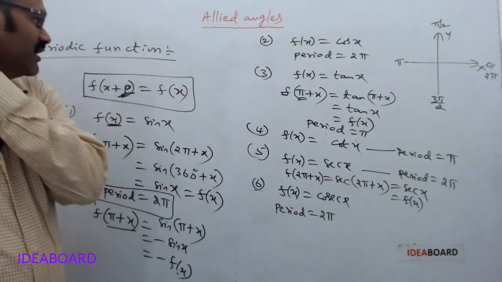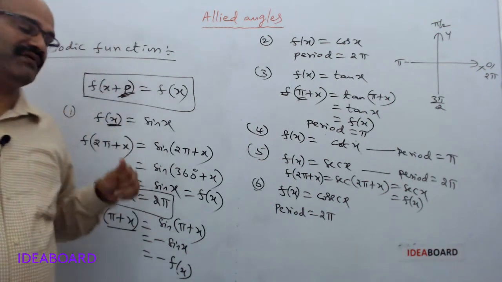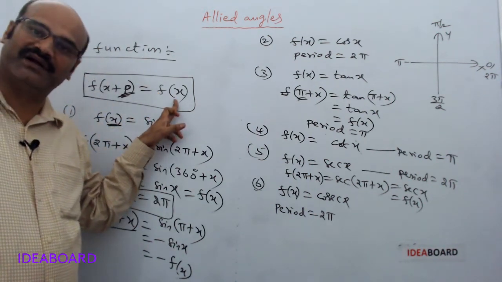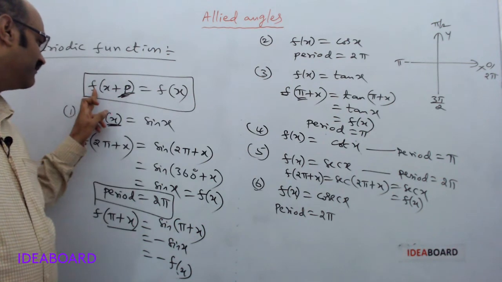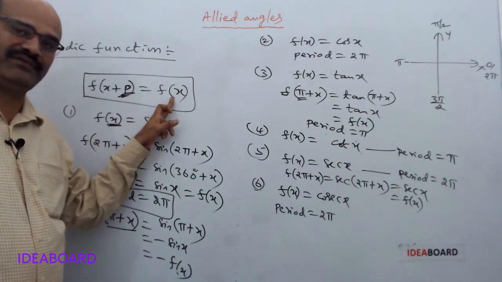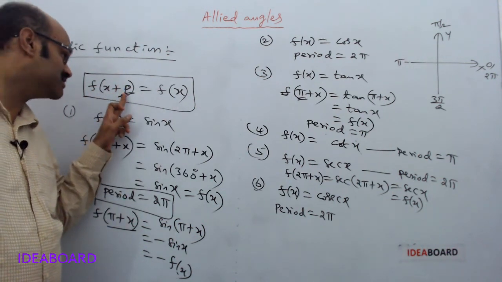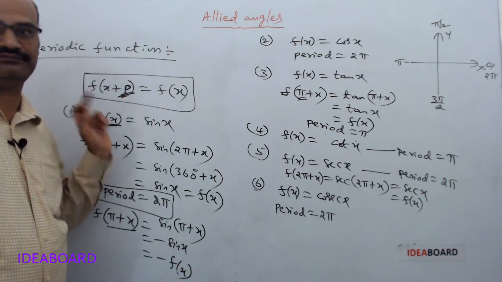So the definition of a periodic function is: a function f of x is said to be a periodic function if f of p plus x equal to f of x, where p is the least positive value, not a negative value.